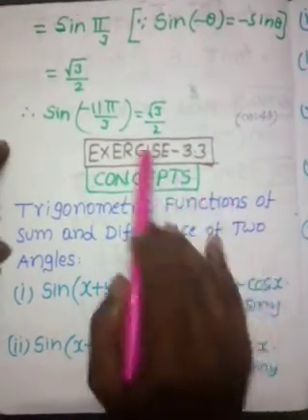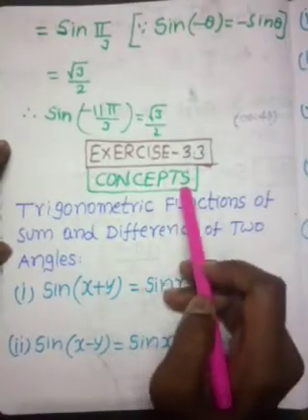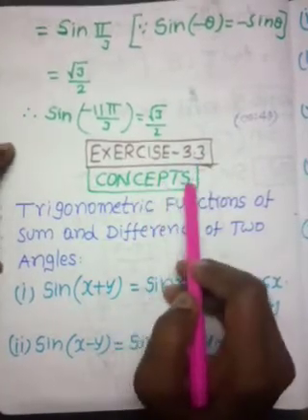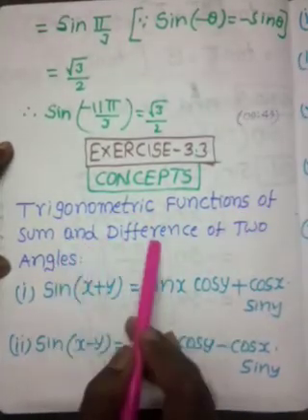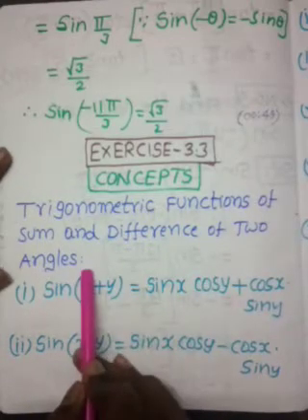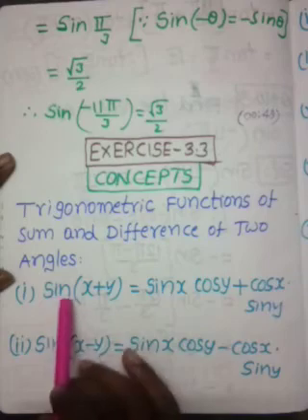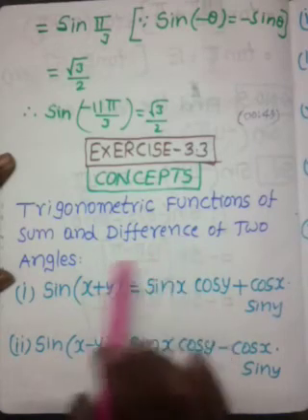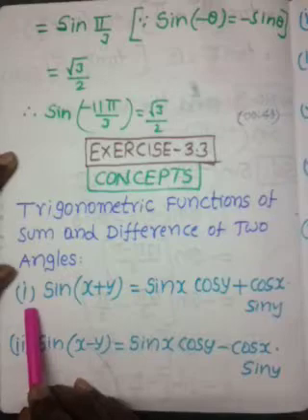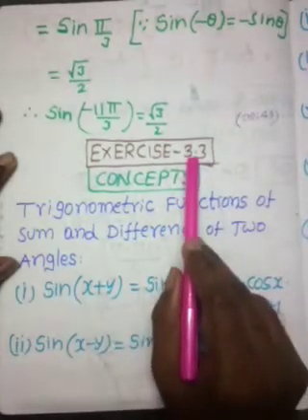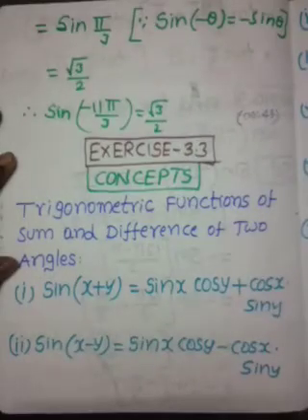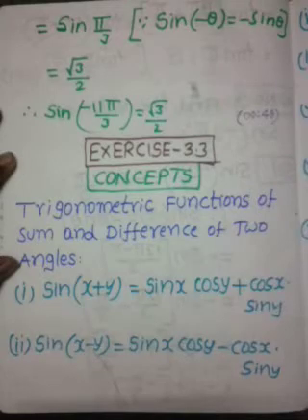Now come to the exercise 3.3 concepts. In this exercise we discuss trigonometric functions of sum and difference of two angles. Means sine of a plus b, sine of a minus b, sum or difference of two angles. See this first one. Here I am writing all the formulas which are useful for exercise 3.3. Not only for exercise 3.3, in future also these formulas are very very important. Okay, my children, memorize these formulas well.